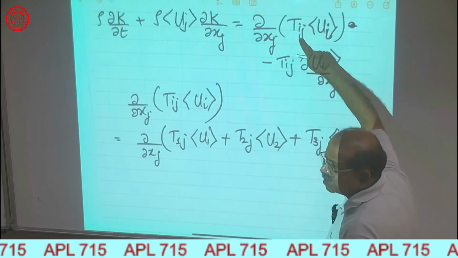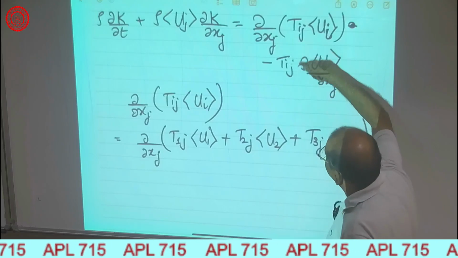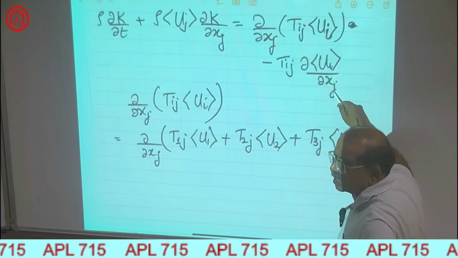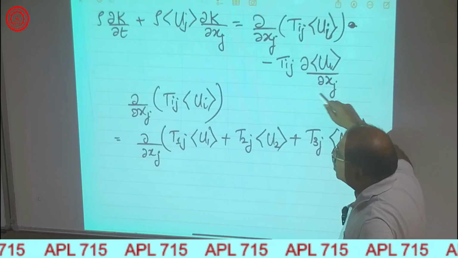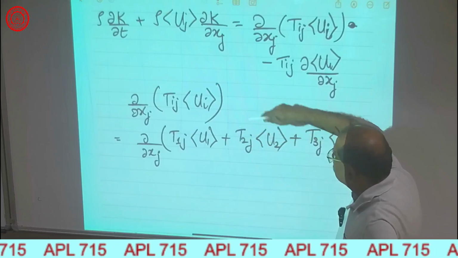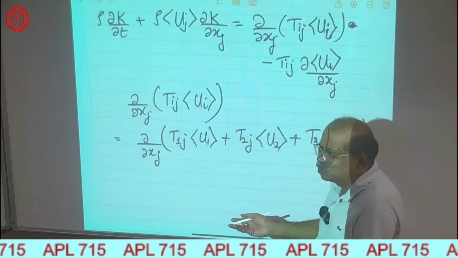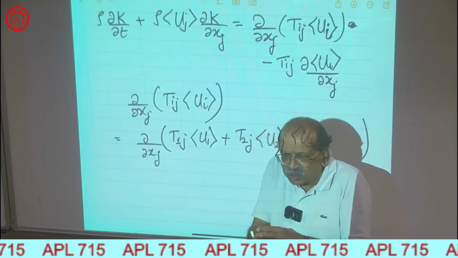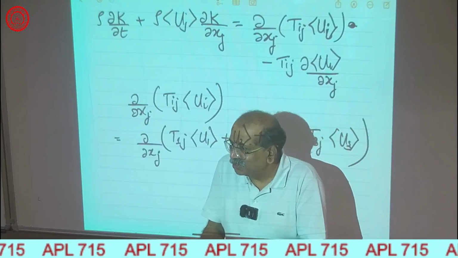But basically, are you then reverting back to this form, Tij dui by dxj? I want to keep it in this form because there is a reason why I'm doing that. But this is just straightforward. Once you start doing it, so far we have not done it even once. That is why I'm doing it.